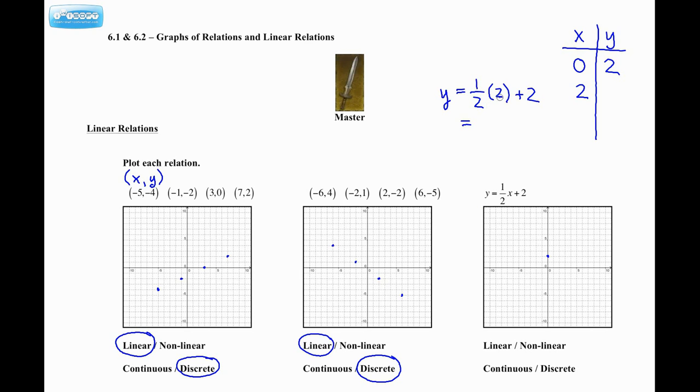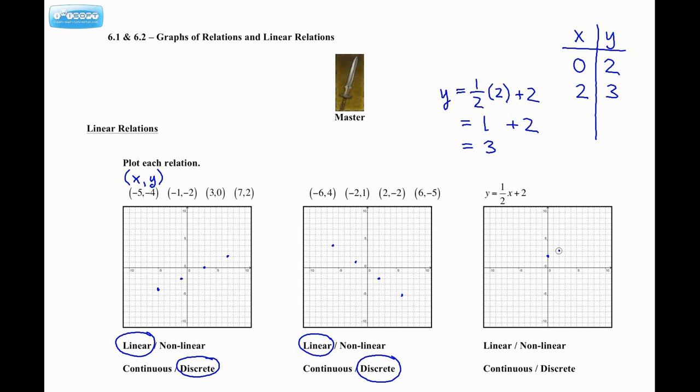So 1/2 times 2, that's just 1. And then we're still adding that plus 2. And we can work that out easily. Okay, see how I'm lining up everything? And 1 plus 2 is 3. Okay, so that's our final y value. So I put that there. And that is an ordered pair, so let's plot right there.